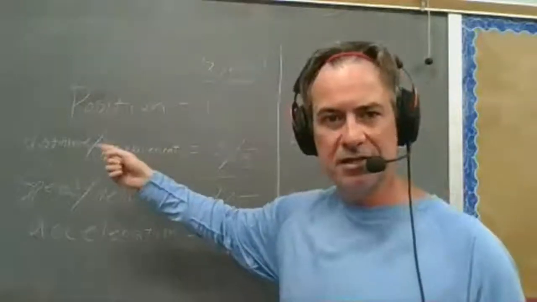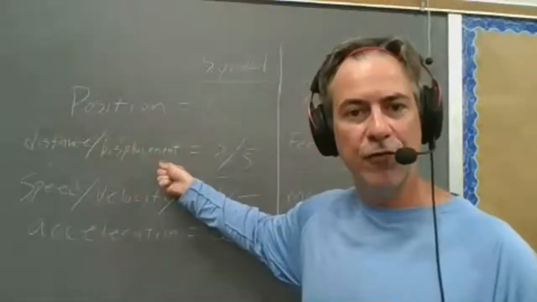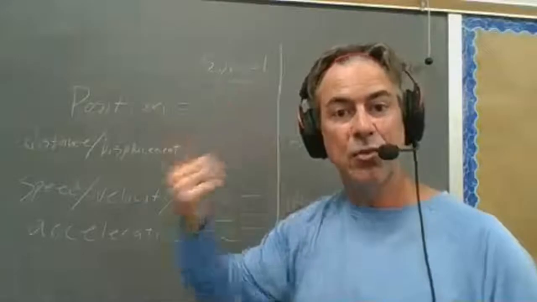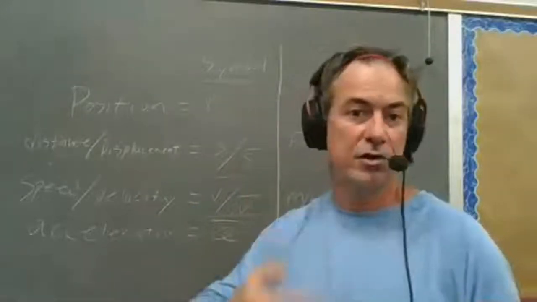So that's the difference. Distance is just how far did you go, and displacement is how far did you go in the X, in the Y, in the Z. How far did you go north? How far did you go east? How far did you go west?